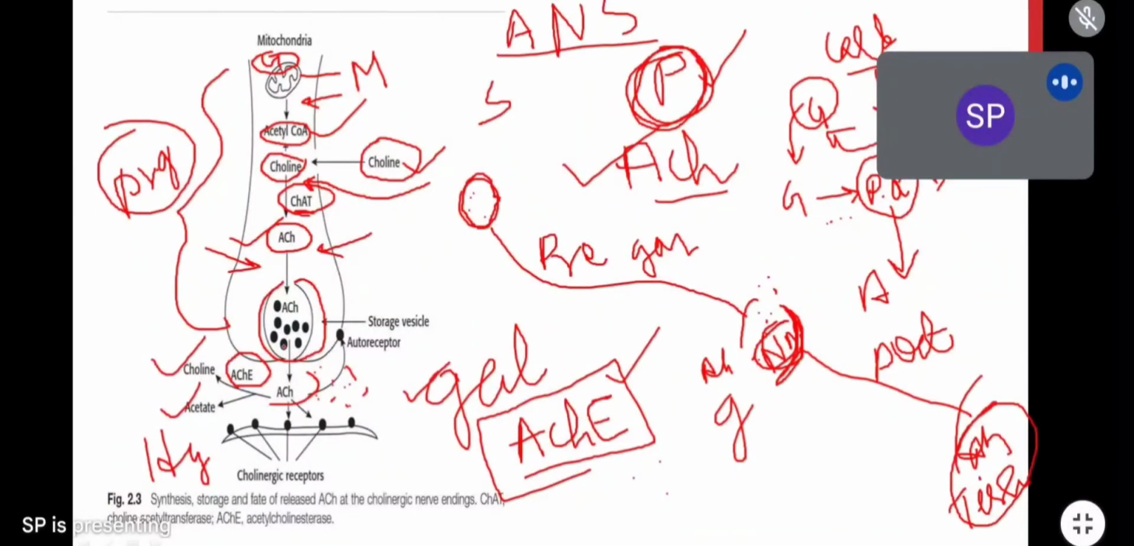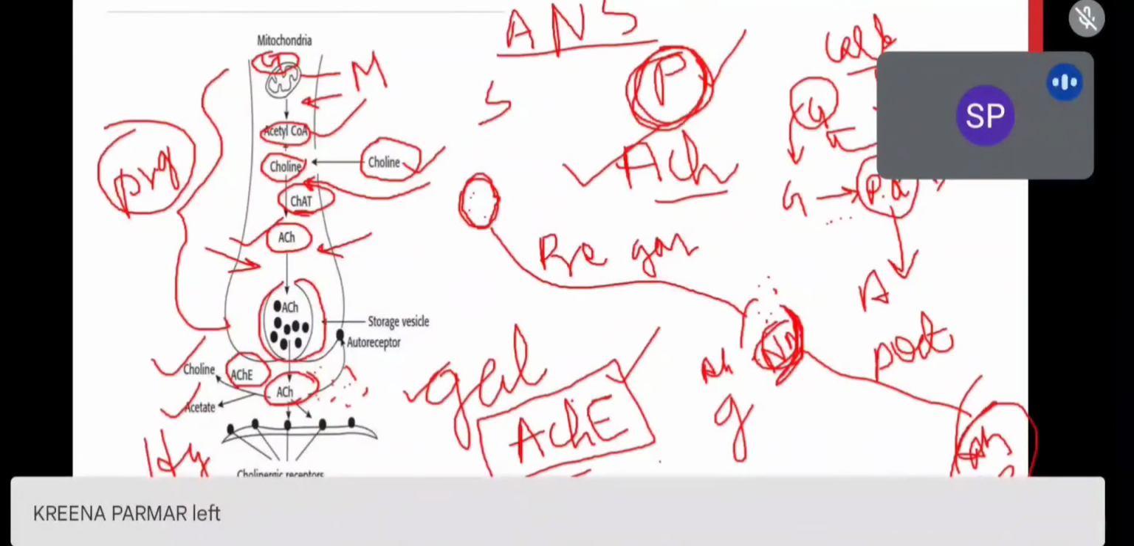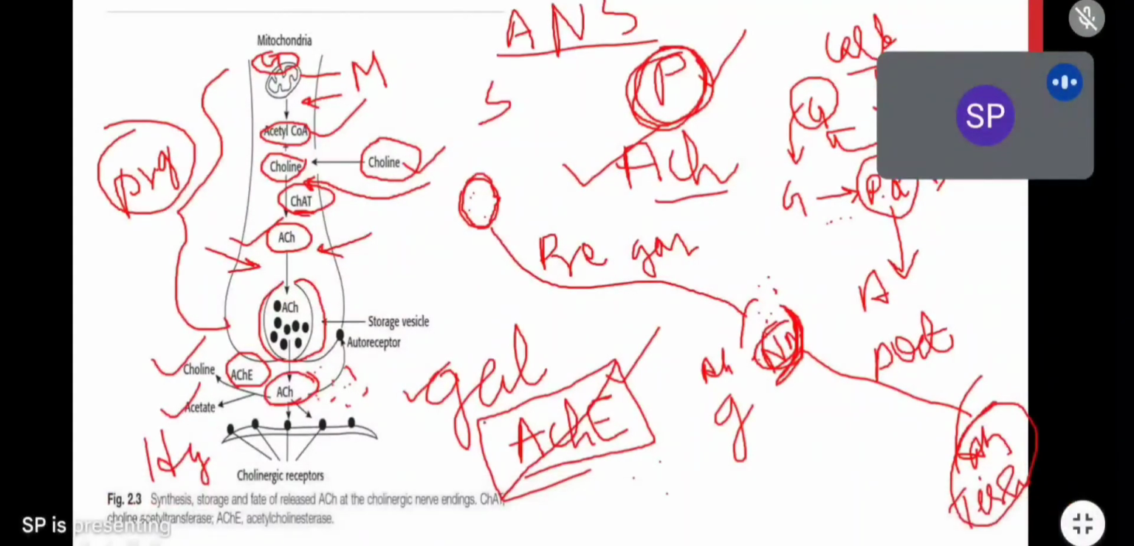See, whenever acetylcholine releases in the ganglia or at the site of tissue, after showing its action, within minutes or within seconds, acetylcholinesterase will hydrolyze the acetylcholine into choline and acetate. Clear? Now see, if the acetylcholinesterase enzyme is inhibited, what will happen? If the acetylcholinesterase enzyme is inhibited, what will happen? Anybody from the class?